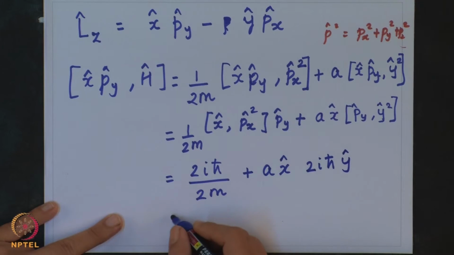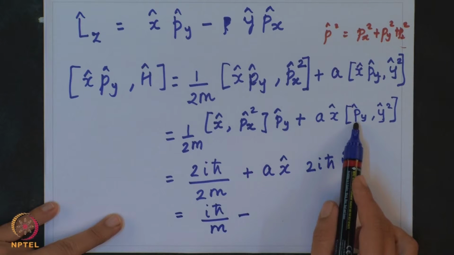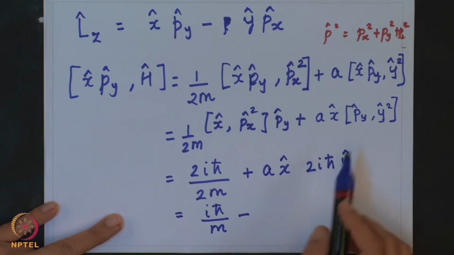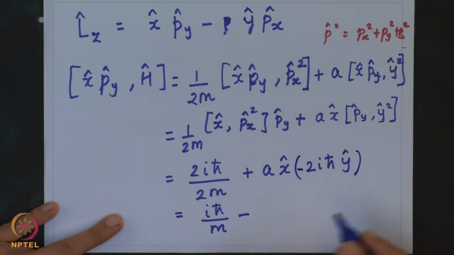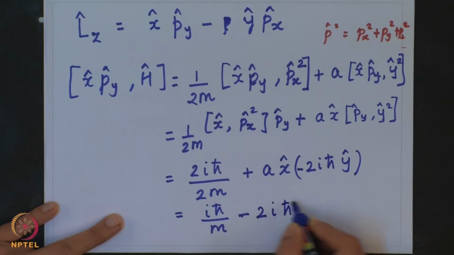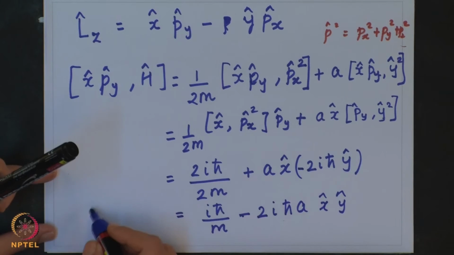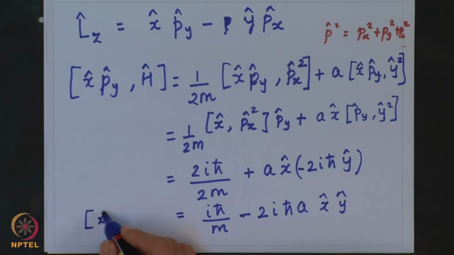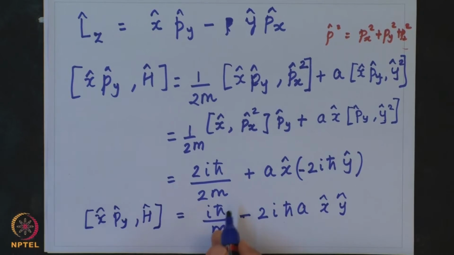On simplification I get I h cross upon m plus, and here I have to be very careful, y square px will give me I h cross. So, I will have a minus sign over here, minus 2 I h cross upon m, x cap y cap. This is the result I get after simplification. This is x py h.